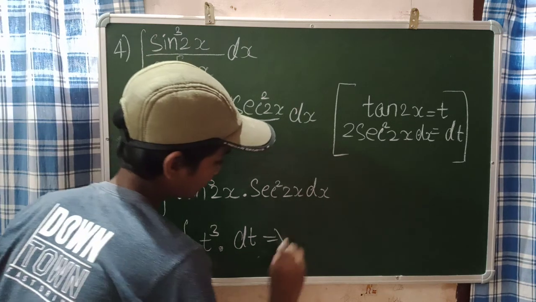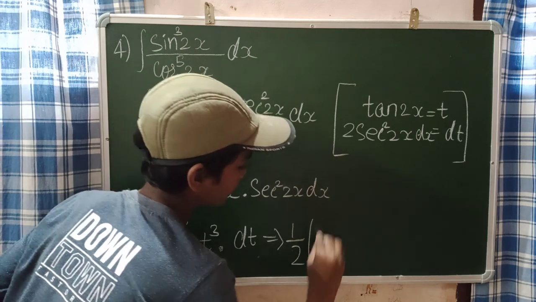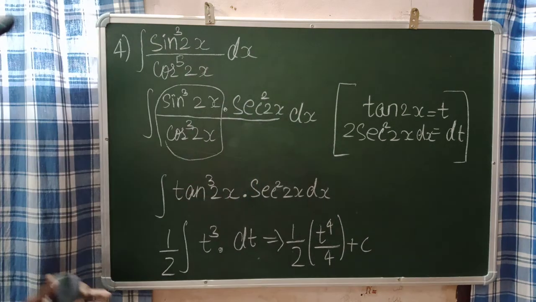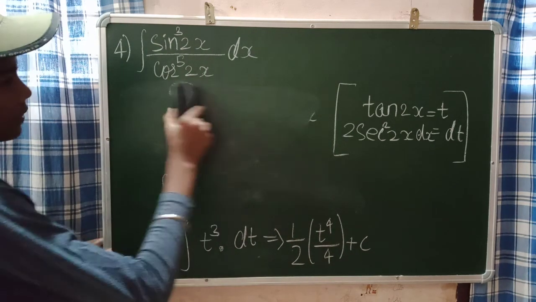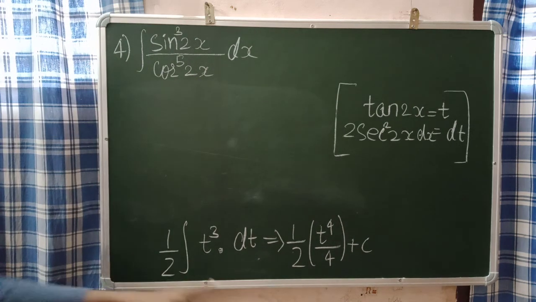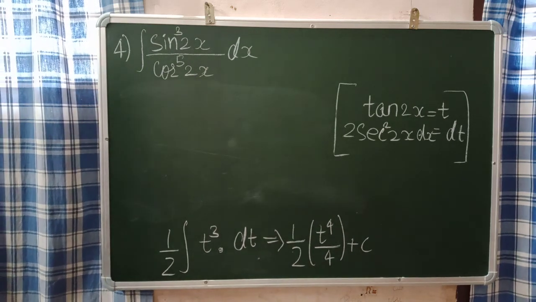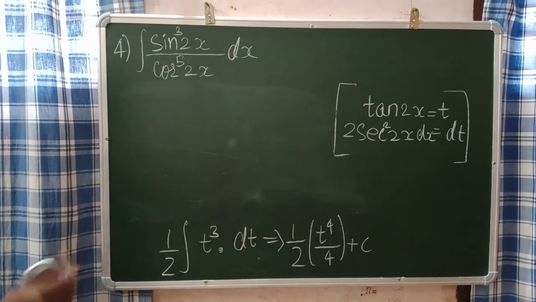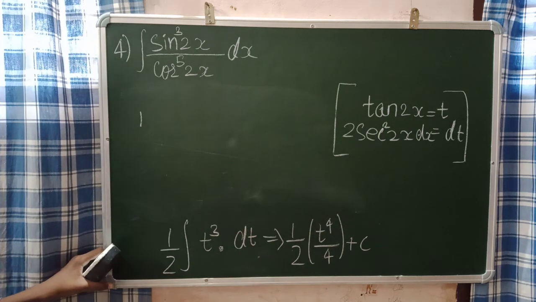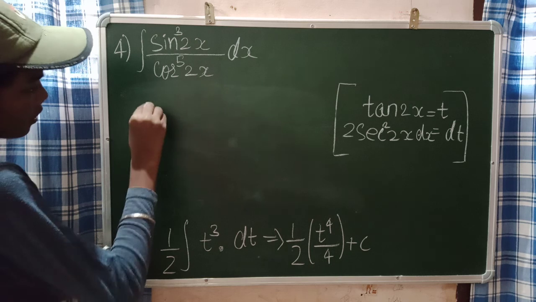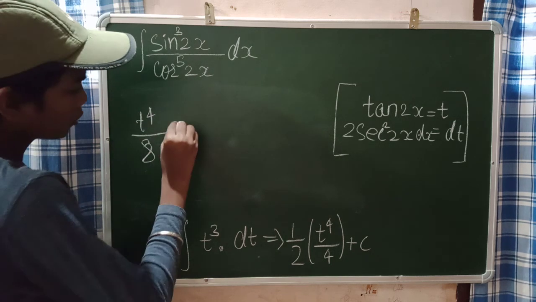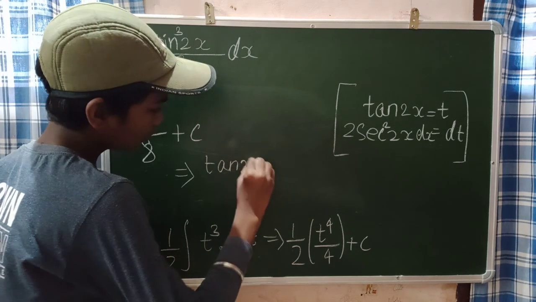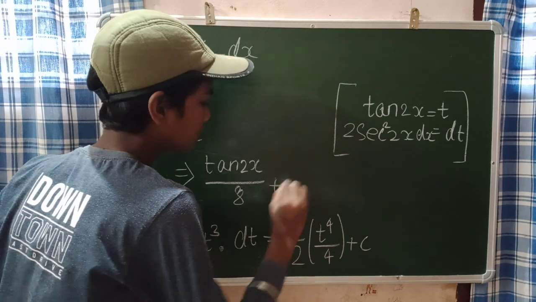So integral of t cube will be nothing but half into the integral of t cube, which is t to the power of 4 divided by 4 plus some constant. Now half into t to the power of 4 divided by 4 will be nothing but t to the power of 4 divided by 8 plus some constant. So what is your t? t is nothing but tan 2x. So tan 2x divided by 8 plus some constant is the answer for this question.